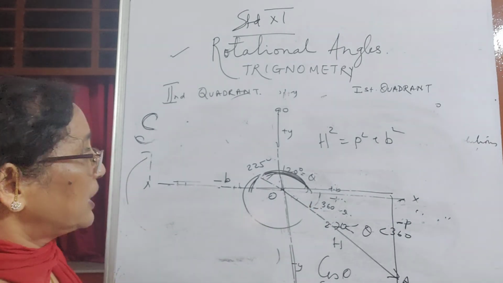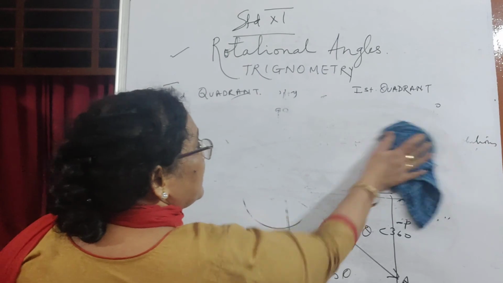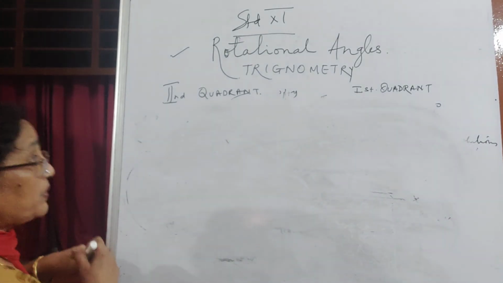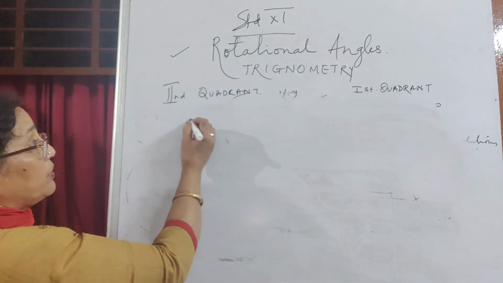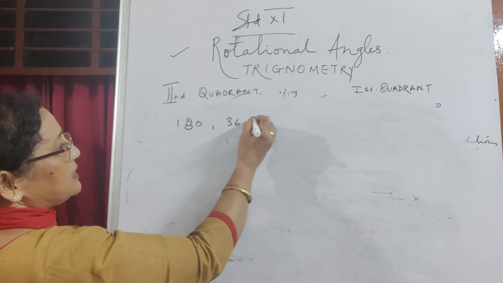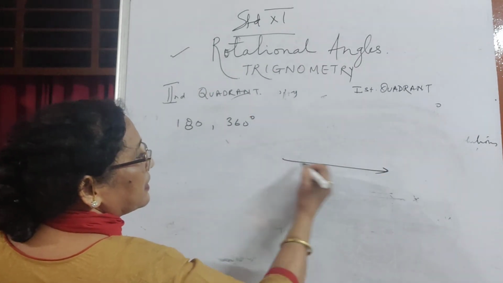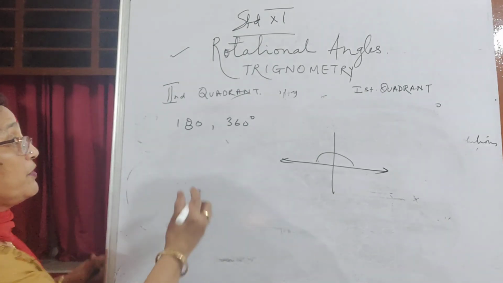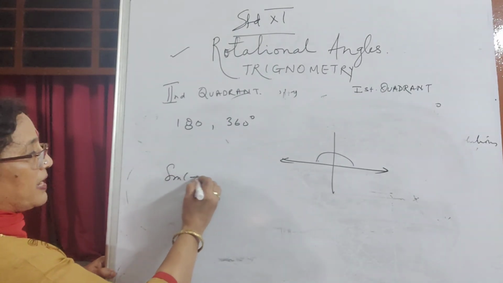Let us write what we learned today. First we'll write all first quadrants. So we are writing only 0. We are using 180 and 360. In terms of 180 and 360, that is this line. So first we'll write sine of minus theta.